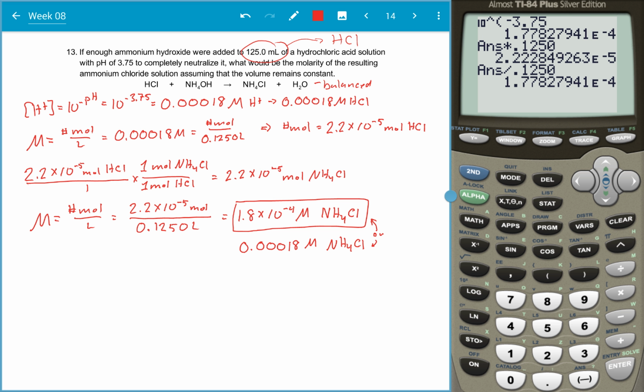Either form is completely acceptable, since the problem did not state that it needed to be in scientific notation or not.